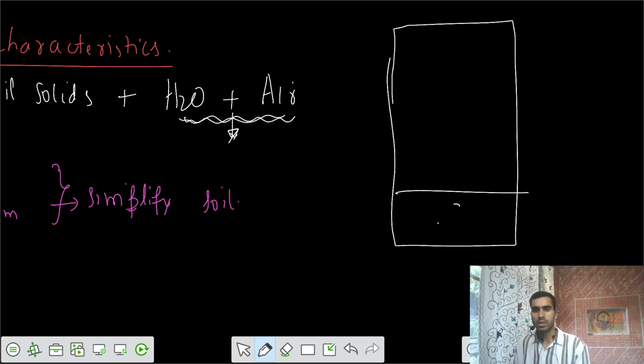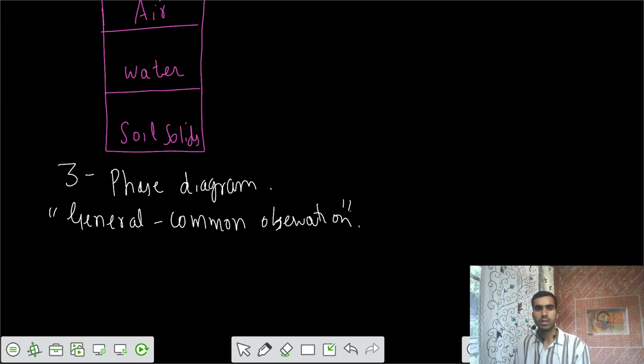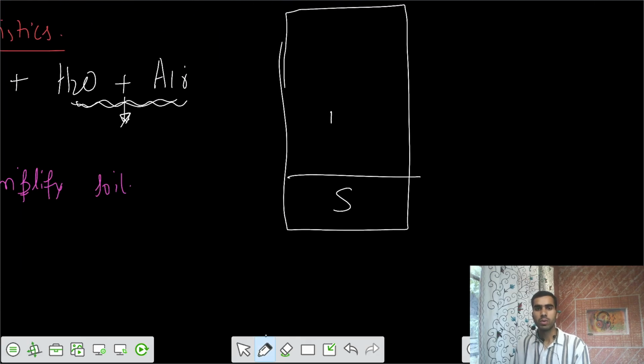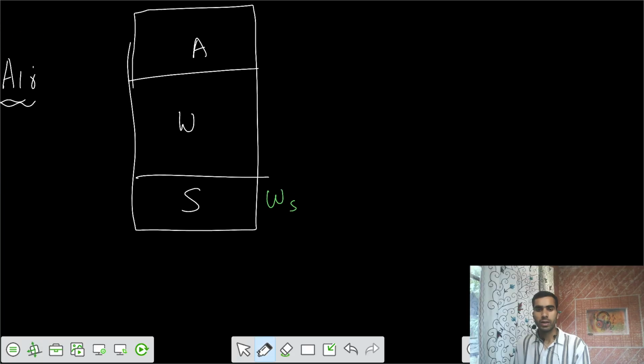Now, in this configuration of the soil, we have solids. Let's represent the soil solids by S, water by W, and air by A. There is some weight of the solids, some weight of the water, and some weight of the air. We say that air has zero weight, so the weight of the air is almost equal to zero in the soil.